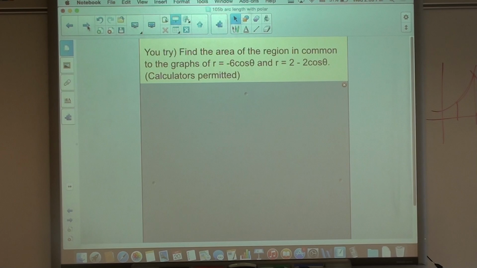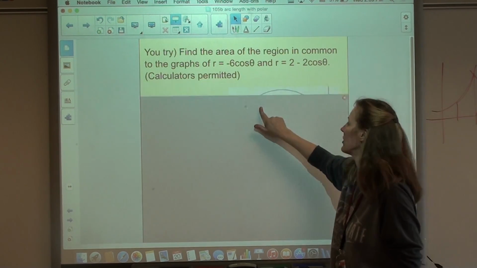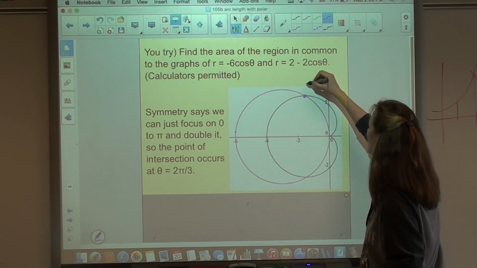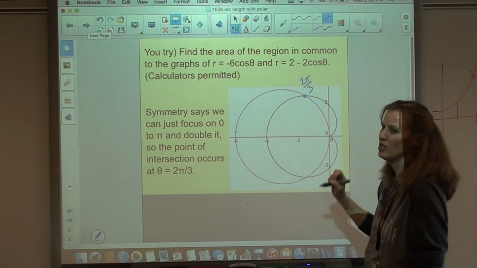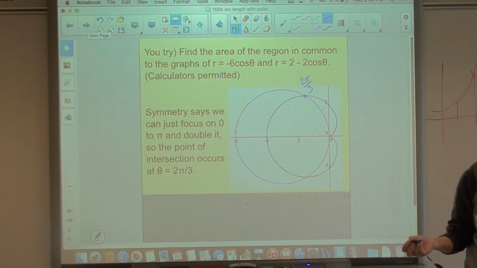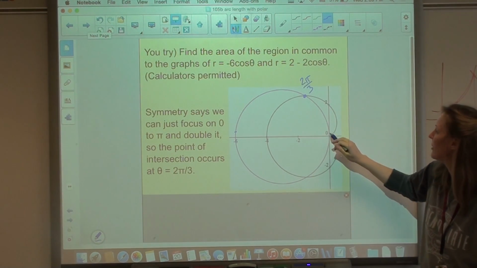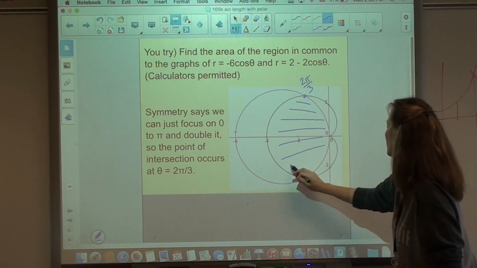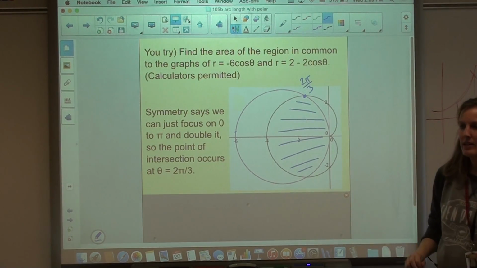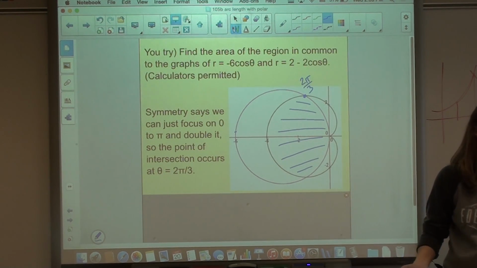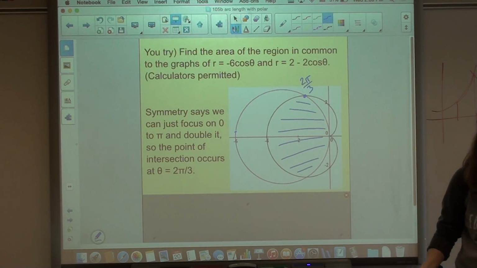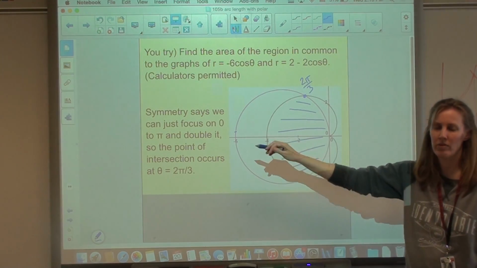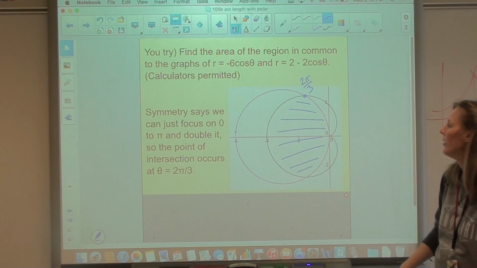Okay, let's take a close look at the graph of what we have here. Hopefully you all got that this is 2 pi over 3. Did you get that it's 2 pi over 3? Okay, so we're talking about this overlapping region. Can we use symmetry? Yes, because it's symmetric over the x-axis, the line theta equals 0.